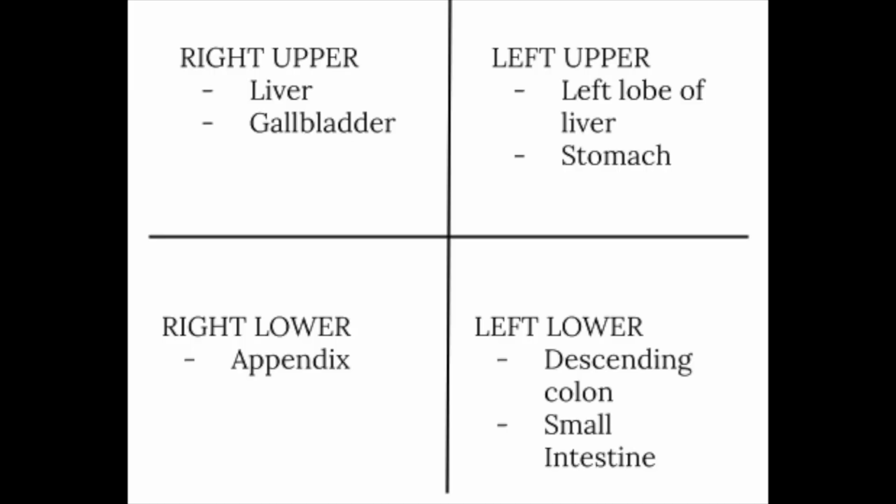You also need to know about the quadrants. So if I'm looking at it right here, we're gonna have right upper, right lower, left upper, left lower, and in the right upper you're going to have the liver and the gallbladder. The left upper you're going to have the left lobe of the liver, and you're also going to have the stomach. The right lower you are going to have the appendix, and in the left lower you're going to have the descending colon and the small intestine. So you need to know those things.